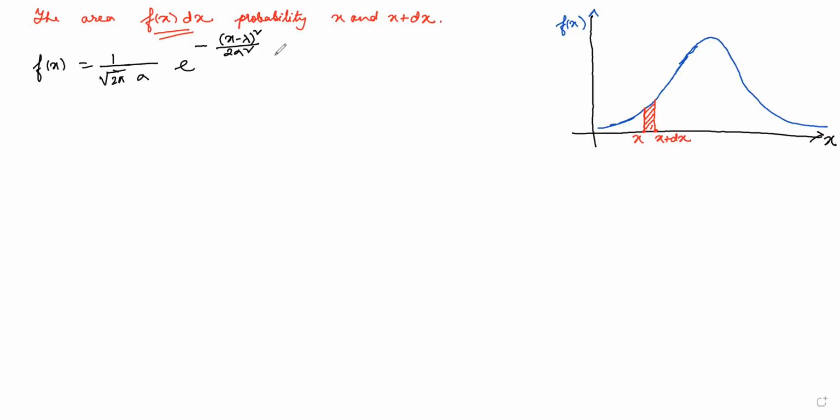We already saw this. So to this f of x, if I multiply by dx, and what is dx? dx is the distance between x and x plus dx. So what does f(x) dx give? f(x) dx gives the probability that when we perform a measurement, then that value which we obtain will actually lie between x and x plus dx. So this function f of x is called a probability density function.